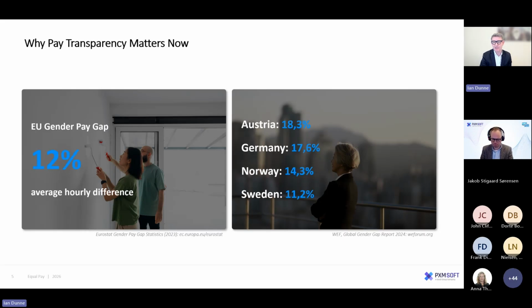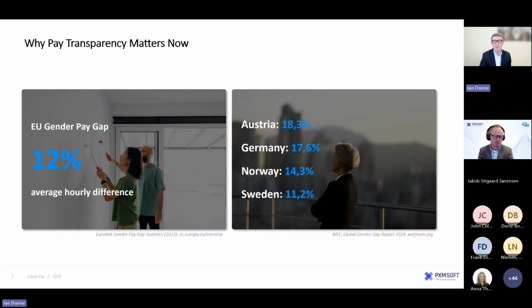So pay gaps do exist. And the thing that we really need to sit up and take notice of is that these aren't activist statistics. These are Eurostat figures, the same data that regulators, journalists, employee representatives, job candidates, and all those out there are looking at right now. So there's high awareness, and obviously high access to the actual data.